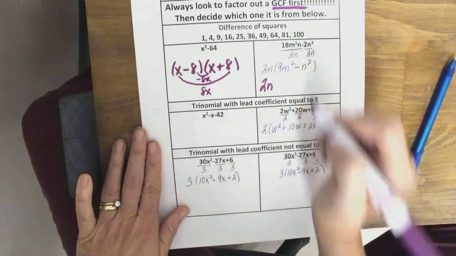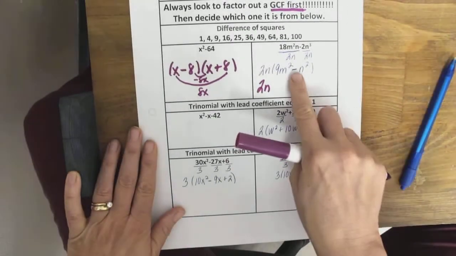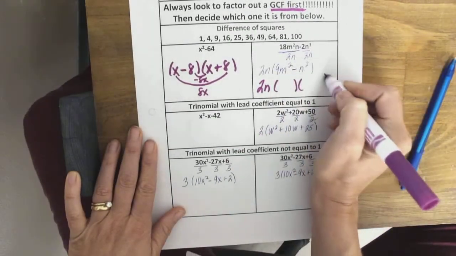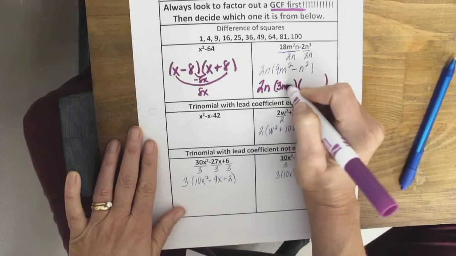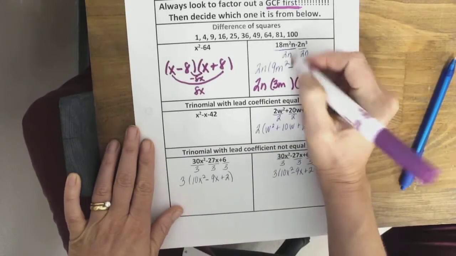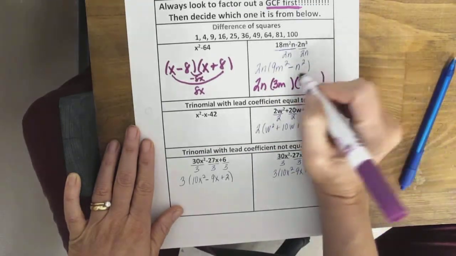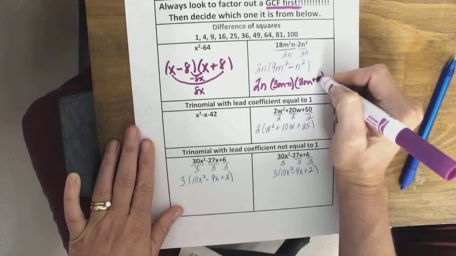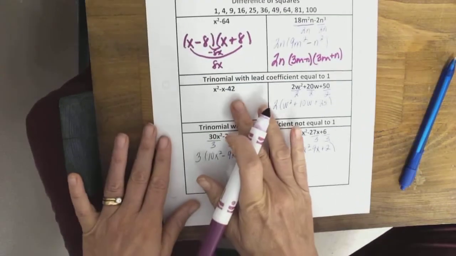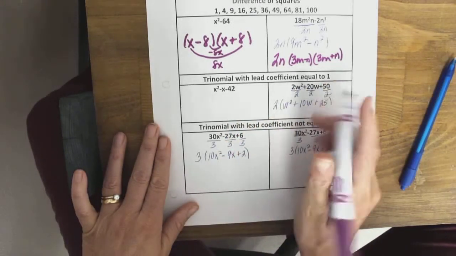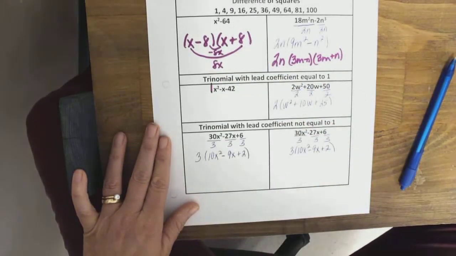Over here, again, I want to bring the GCF down. And then this again is a difference, and these are perfect squares. They are perfect squares because 3m times 3m is 9m squared. And n times n is n squared, but I need it to be negative, so I'll make 1 minus n and 1 plus n.